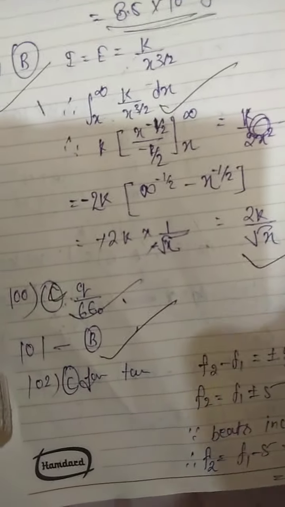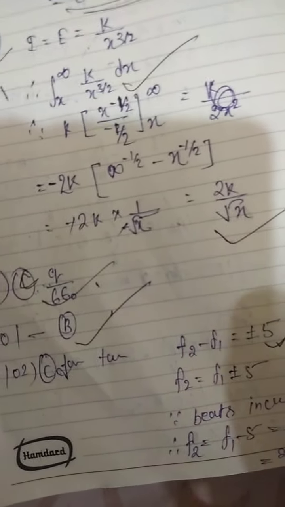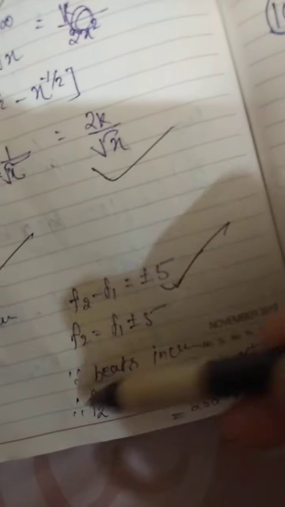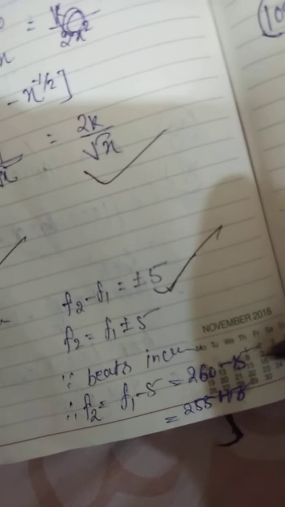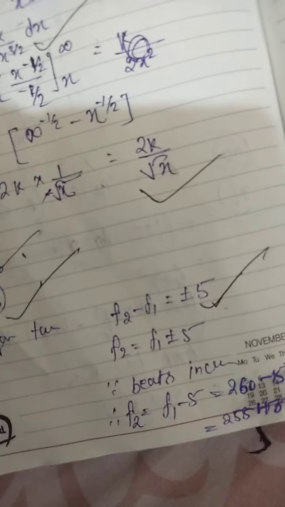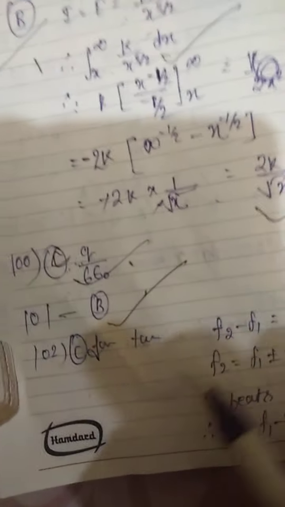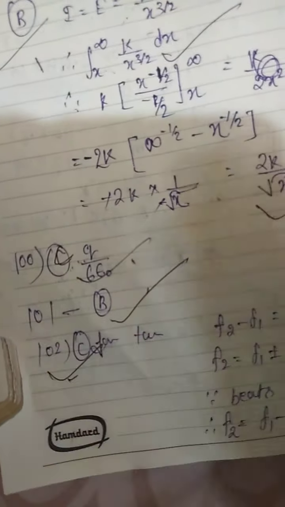When will it be plus and when will it be minus? F2 is equal to F1 plus minus 5. Plus will be when the beats decrease, but here beats increase. So F2 is equal to what? F1 minus 5. 260 minus 5, so finally 255 hertz. So the correct option will be C. So the correct option for 102 is C.